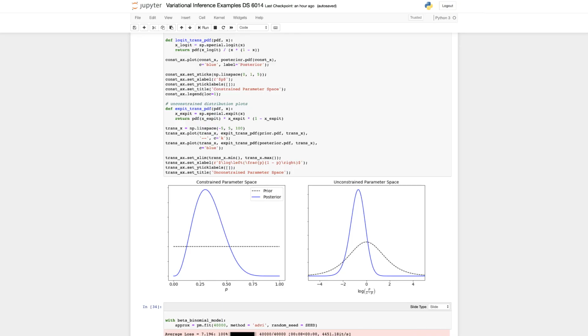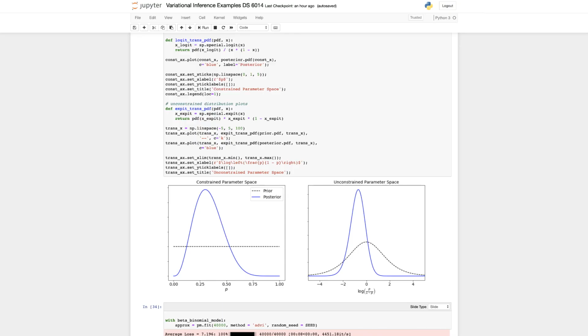So here's the picture. We have a beta distribution on the left shown in blue. This is the posterior distribution. We have the prior distribution shown in a dotted line, and you can see the prior is just a uniform distribution, which means it's a beta 1,1. Now this is a constrained problem, so this is an example of what this ADVI approach doesn't like. It actually has to work with an unconstrained problem.